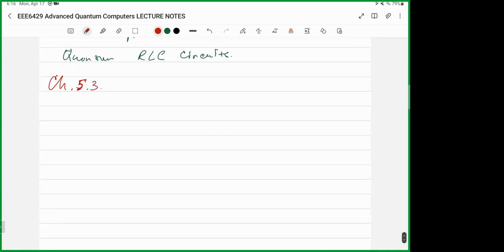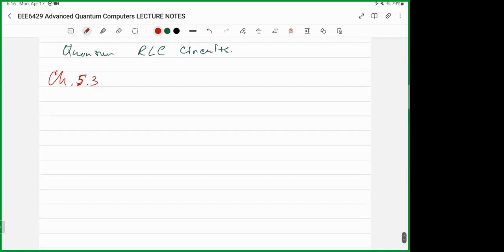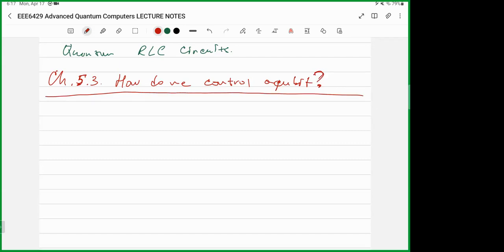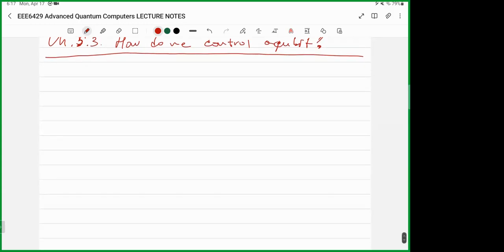So now let us discuss the control of the qubits. How do we control a qubit? For example, if talking about this quantum superposition, how do we create a superposition having a qubit?